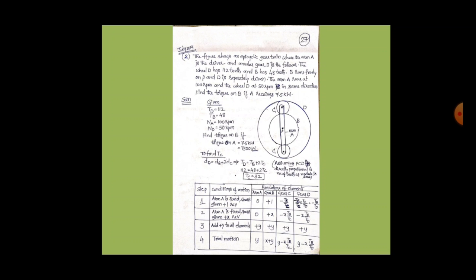Now I should find the torque on B if the power on A is equal to 7.5 kilowatt, that is equal to 7.5 into 1000 because kilo. So then it will be 7500 watts.